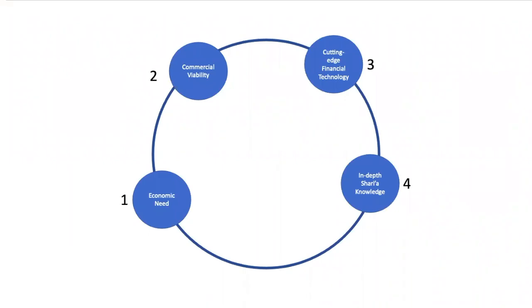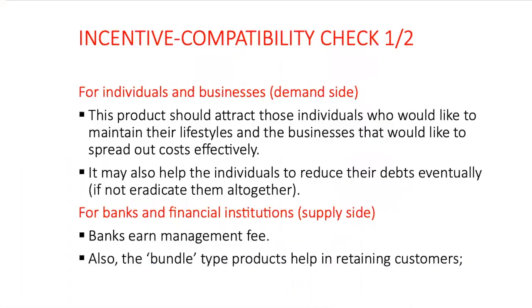So with this one, we have established economic need, commercial viability, cutting-edge financial technology, and in-depth Sharia knowledge. We have ensured that we are not selling two contracts in one. Rather, these two are independent contracts offered to a customer who would like to go for something which could be used as a lifestyle maintenance tool. And of course, we have referred to the regulations in this respect as well.